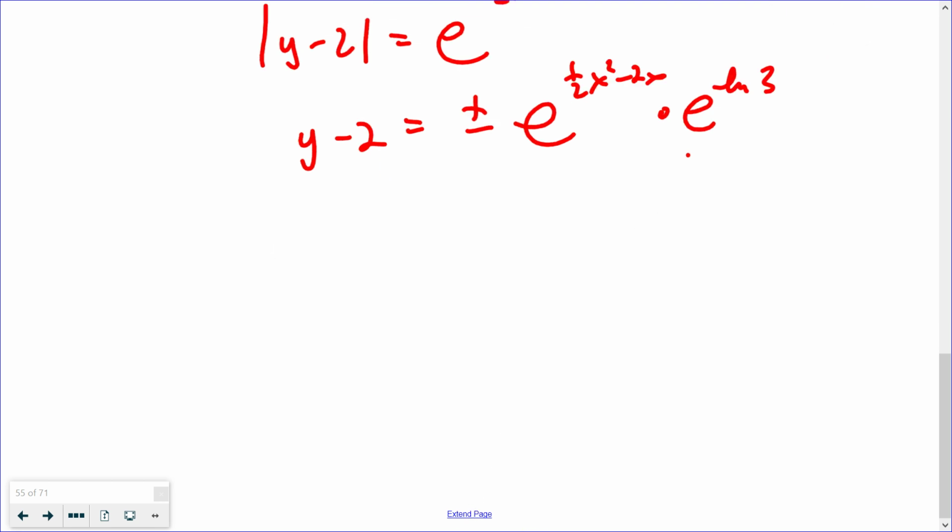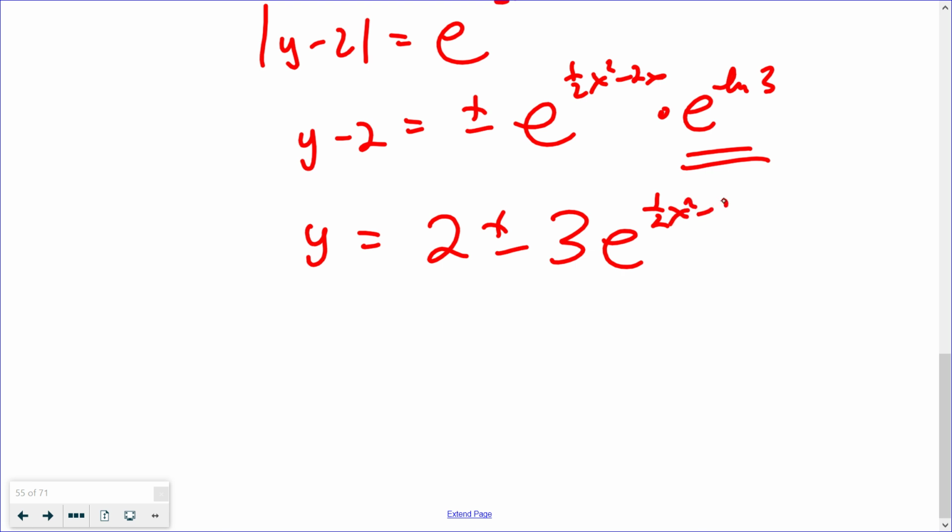Okay, so now what I'm going to do is this turns into a 3, and then I have to add the 2 over. Okay, so it'd be 2 plus or minus a 3e to the 1/2 x squared minus 2x. Now, what happens if I plug in a 4? I've got to get a 5. And the only way to get a 5 is if it's 2 plus.